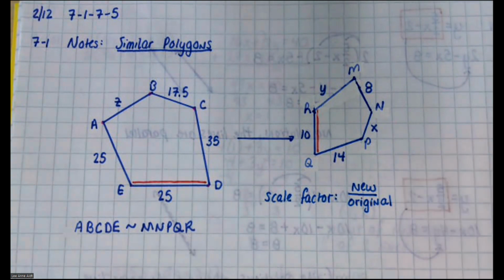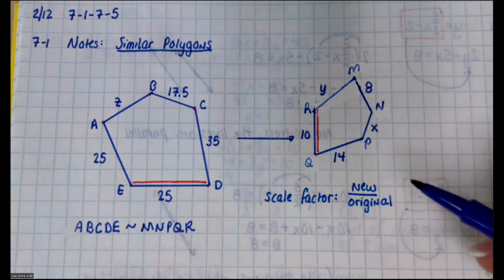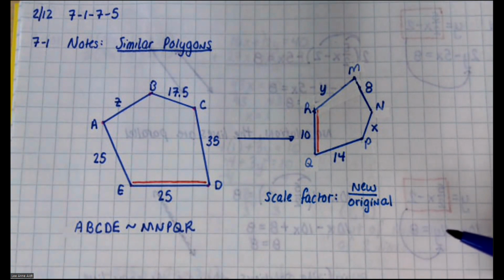Okay, first, scale factor has a formula: new over original. What you need to do is find two sides, one in the new figure and one in the original figure, that are actually labeled with numbers. Do you see the two that I marked with red?